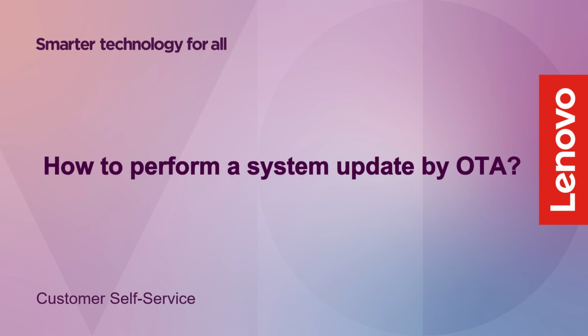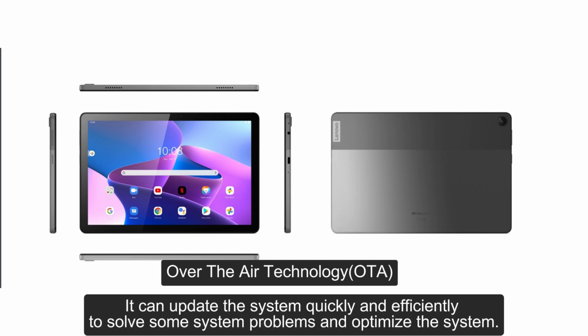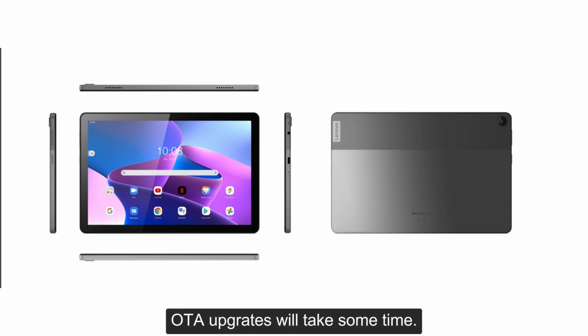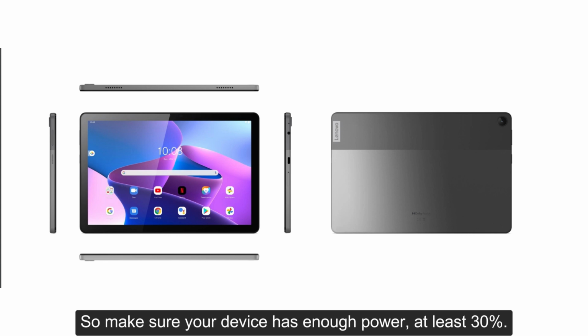Today I will show you how to perform OTA on Lenovo Tab N10 3rd generation. It can update the system quickly and efficiently to solve some system problems and optimize the system. OTA upgrades will take some time, so make sure your device has enough power, at least 30%.